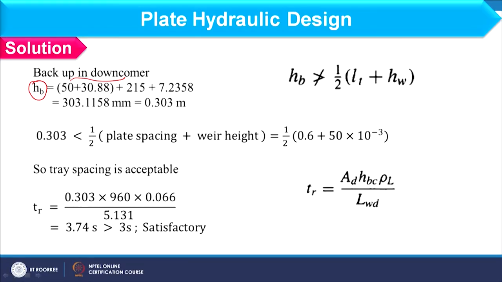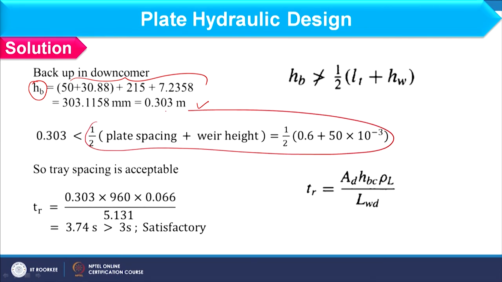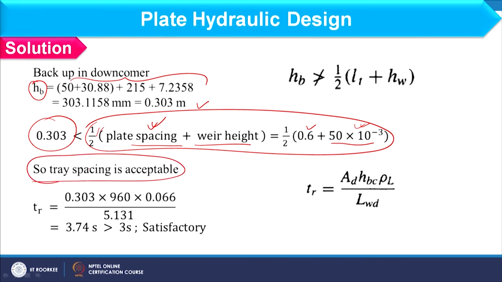We will add all these values and find this HB value as 0.303 meter, and that should be lesser than this, that is half of plate spacing plus weir height. That should be calculated considering 0.6 because that is the plate spacing, and weir height as 50 mm. So if you calculate this, 0.303 will be lesser than half of this. So we consider that tray spacing is acceptable.